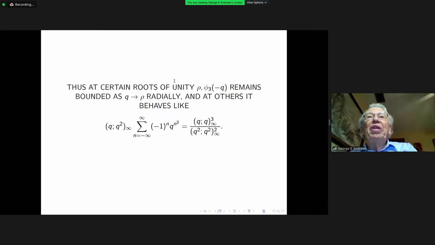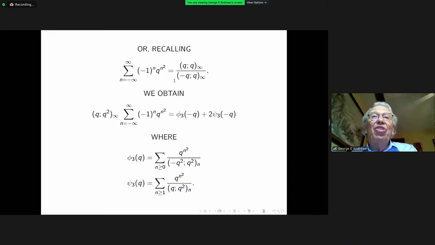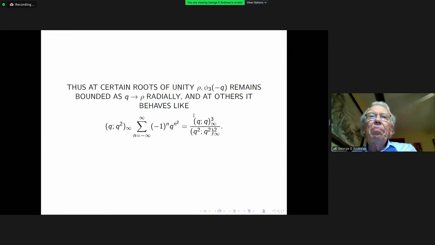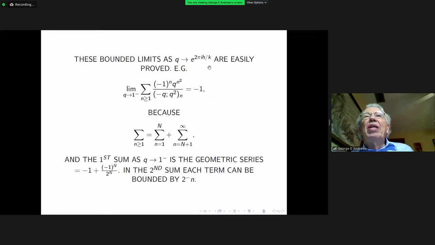At certain roots of unity, phi 3 of minus q remains bounded as q tends to rho. At others, it has to behave exactly like the left-hand side, because when one of them is remaining finite as q radially approaches that value on the boundary, the other one has to then behave asymptotically precisely like this, because the difference between the two of them is bounded. Now, it's not difficult to show that the bounded limits are easily proved.